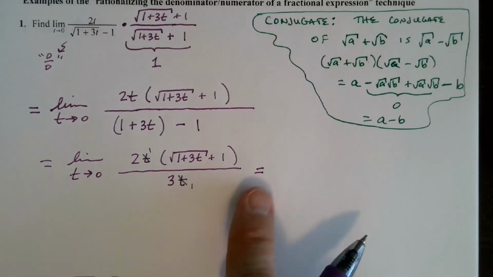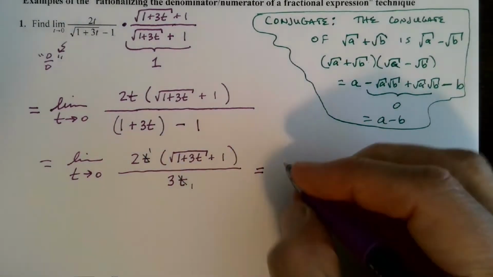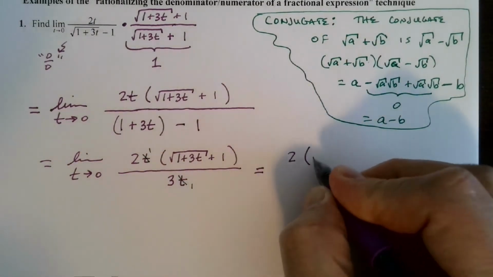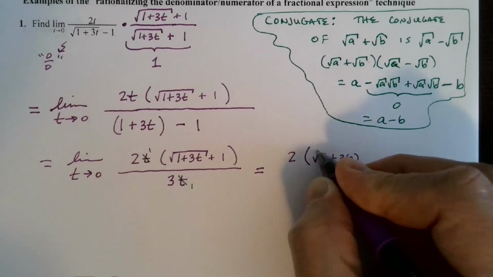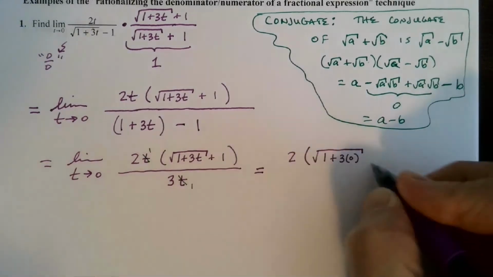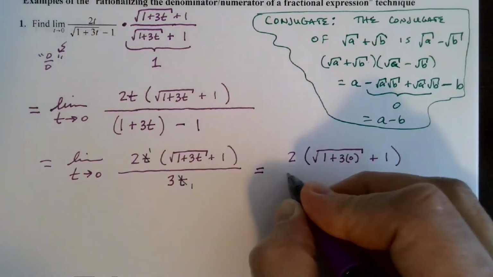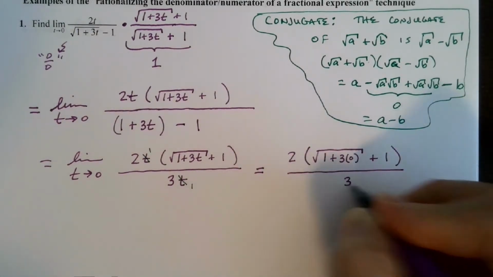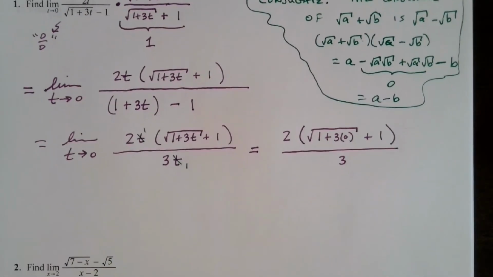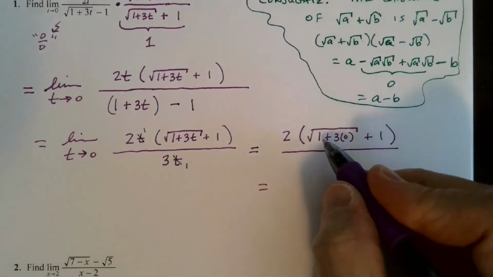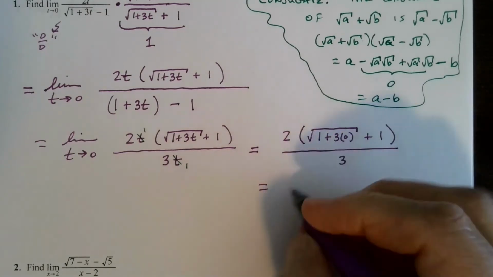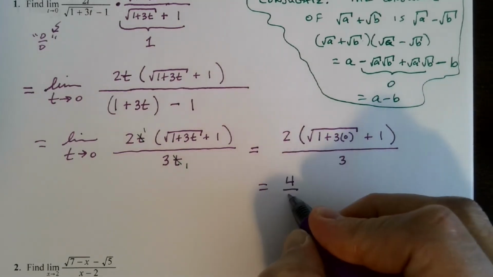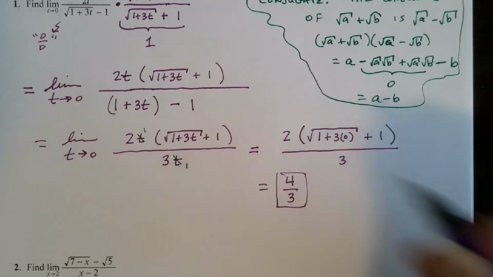So I can now evaluate by doing direct substitution. When I do that, I don't write the limit sign anymore. So it's 2 times, in parentheses, 1 plus 3 times 0, just plugging in t is 0, plus 1, all over 3. And so what is this? 1 plus 0 is 1, square root of 1 is 1, 1 plus 1 is 2, 2 times 2 is 4, divided by 3. 4/3 is our result.